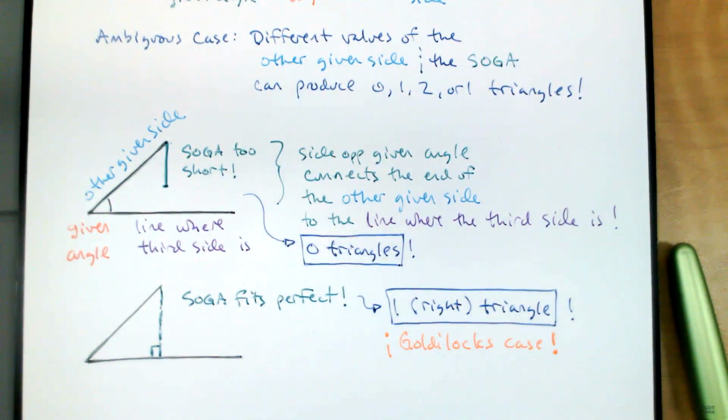So that could happen. The side opposite the given angle fits perfectly. It matches exactly the distance from the end of the other given side to the line where the third side is.